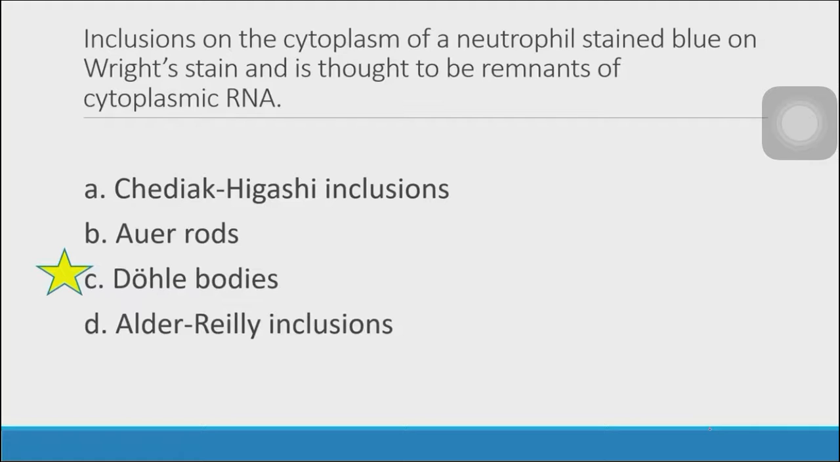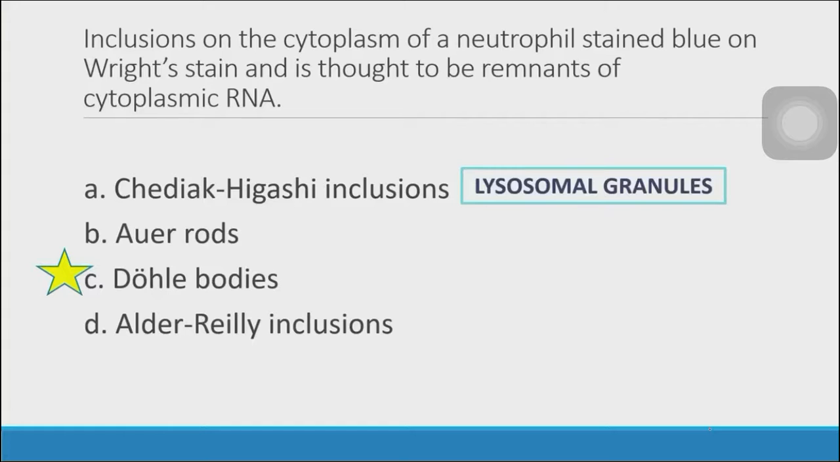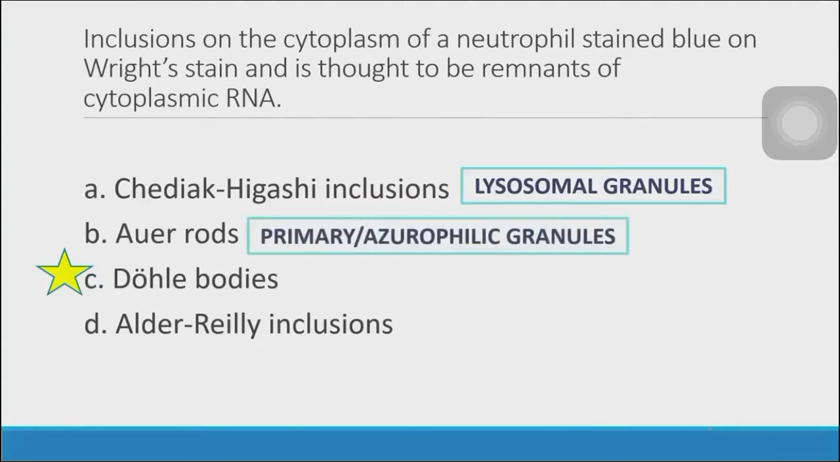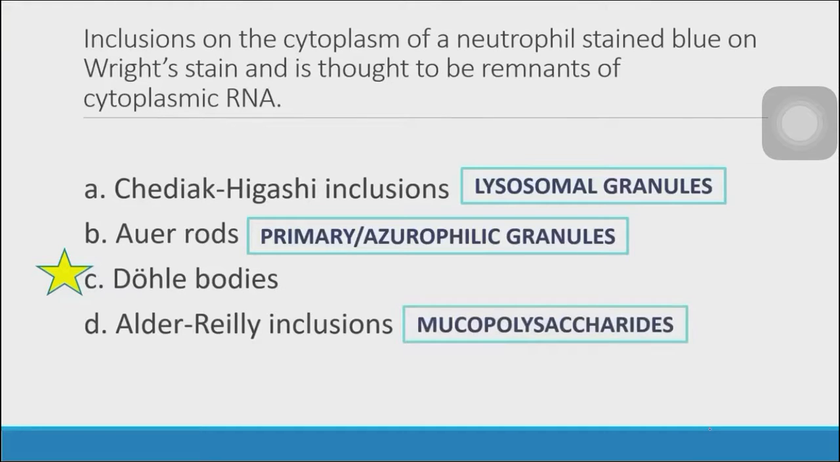For letter A, Chediak-Higashi inclusions are an abnormal fusion of lysosomal granules. For Alder-Reilly, we have abnormal aggregation or fusion of primary or azurophilic granules. For Alder-Reilly inclusions, they are associated with mucopolysaccharidosis, or abnormal accumulation of mucopolysaccharides.